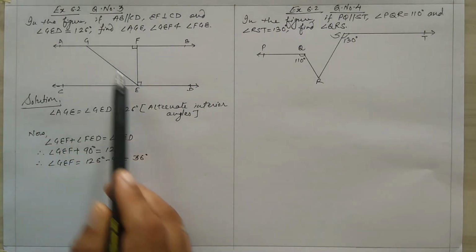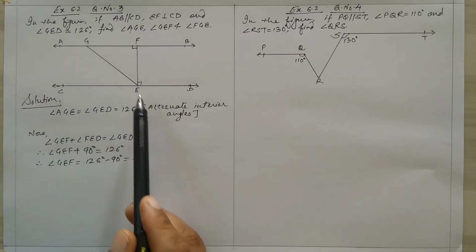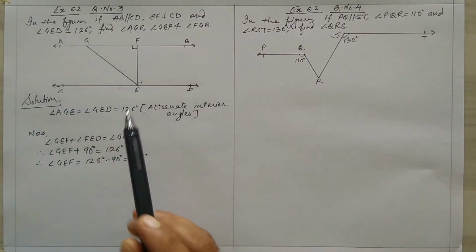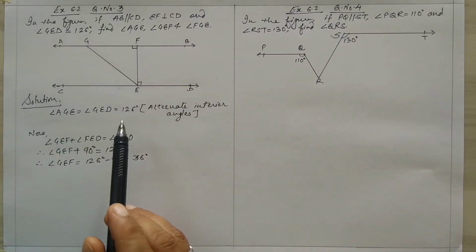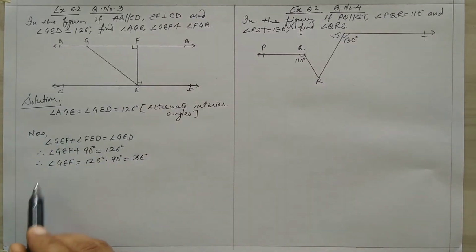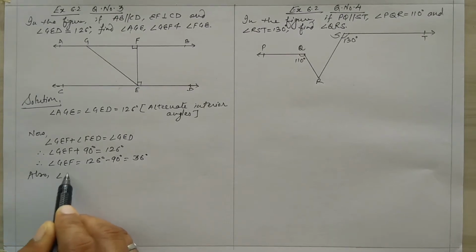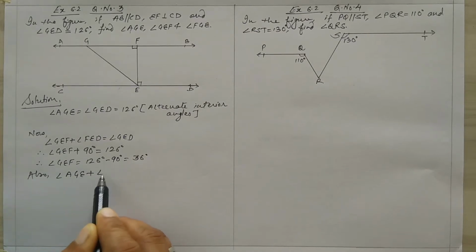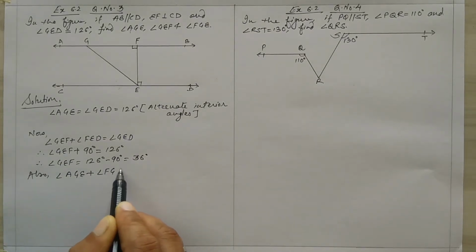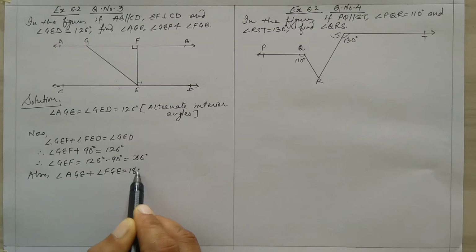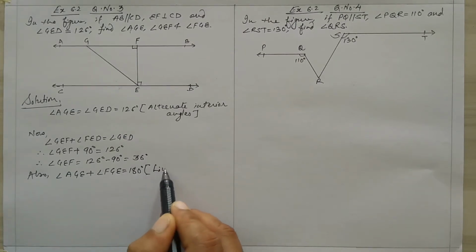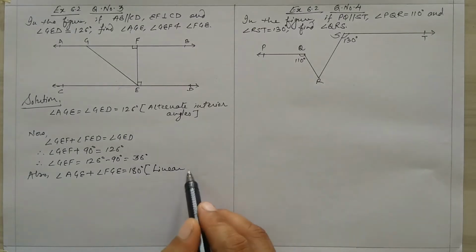AGE and FGE. Here GE is a common ray, and GA and GF are forming exact opposite rays. Therefore they are forming a linear pair of angles. Also angle AGE plus angle FGE is equal to 180 degrees. Linear pair axiom. You can write the reason: linear pair axiom.